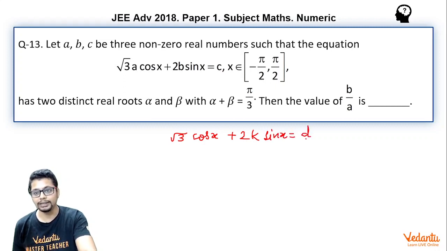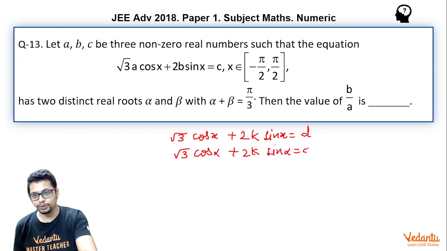Let's call it d. Now since alpha and beta are roots of this equation in x, x equal to alpha and x equal to beta would satisfy this equation. So you essentially get two expressions, one in alpha, one in beta, by putting x to be alpha and x to be beta respectively. We get root 3 cos alpha plus 2k sin alpha equal to d, and root 3 cos beta plus 2k sin beta equal to d.